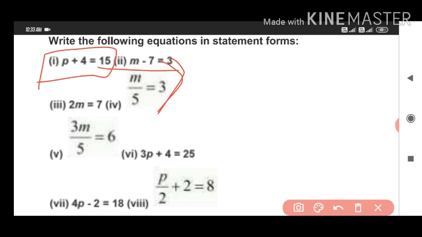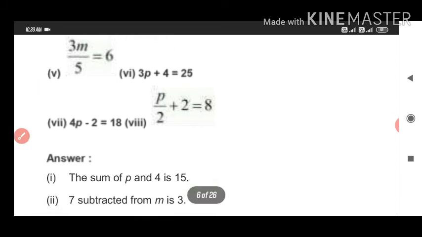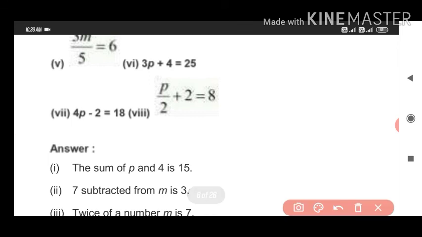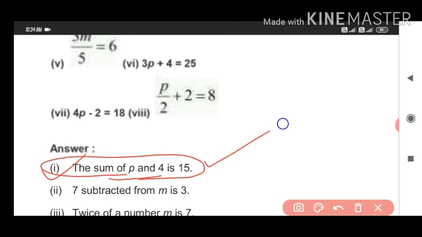The next is m minus 7 is equal to 3. That means we can write 7 subtracted from m gives 3. I will show you the writing. The first one I have written here: the sum of p and 4 is 15. The sum means p plus 4. So this is the answer of this question. And the next one: 7 subtracted from m is 3.